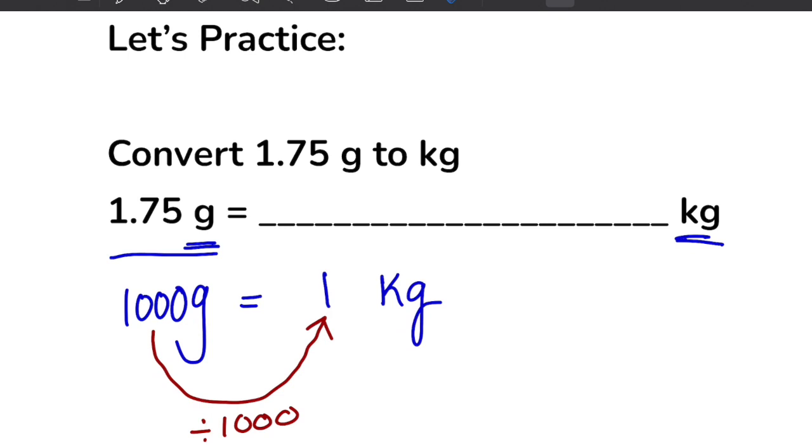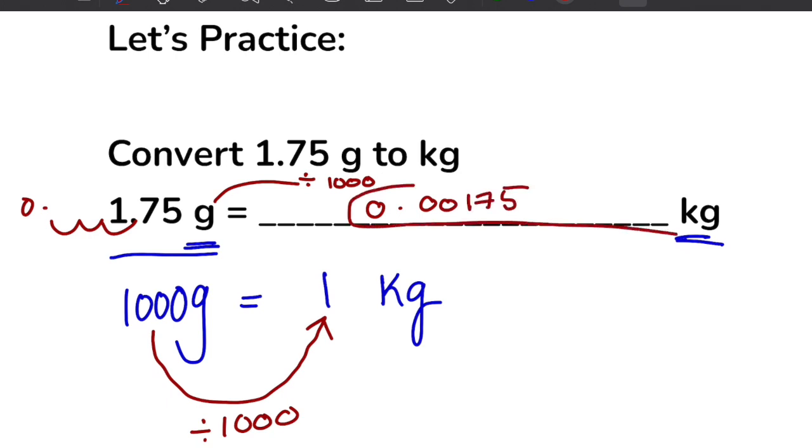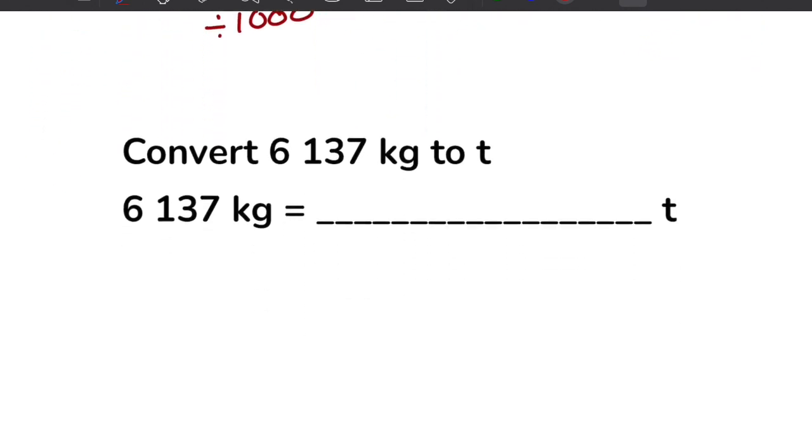I am going to use that exact same relationship to convert this number to this number. So I am going to divide by 1,000, and that will give me 0.00175. And you can, of course, use your calculator. You don't have to move the decimal the way I did, but if you know how to do that, that is great. Okay, so 1.75 grams is equal to 0.00175 kilograms. Remember to always write your units. We're working in measurement here.